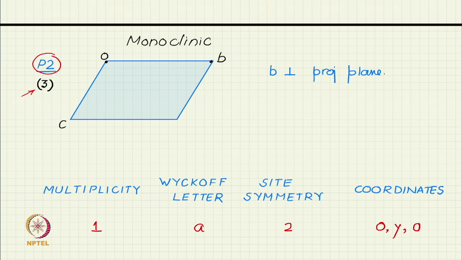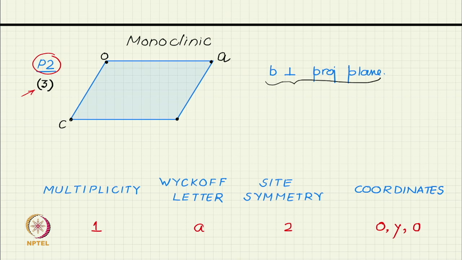So, I have drawn the unit cell in the projection. B is perpendicular to the projection plane. So, let me fix this labeling. So, this direction is A. The direction coming down, slanting down, is C, the direction parallel to the horizontal direction on the page is the direction of the A vector, and O is the origin. So, this is the projection of the unit cell.